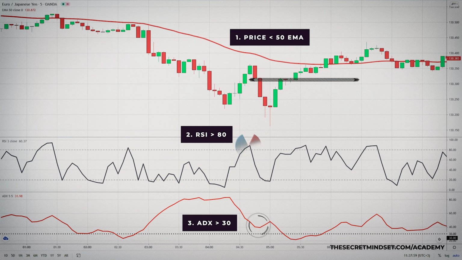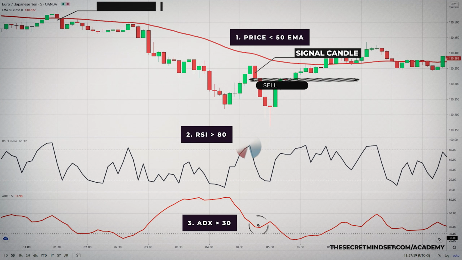We entered short at the low of the red candle that took the RSI out of the overbought zone. Stop loss above this red candle. This was a successful 2-to-1 risk-reward trade. And here's another short signal up here.